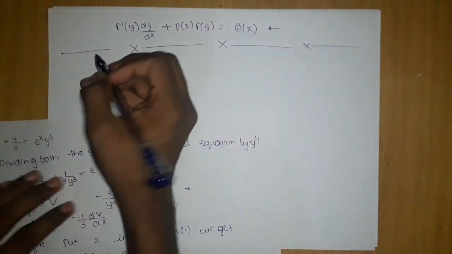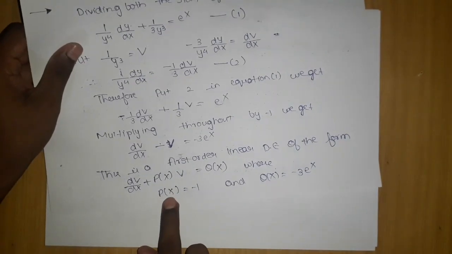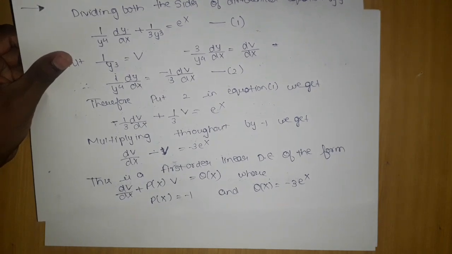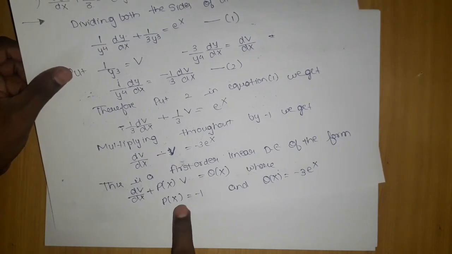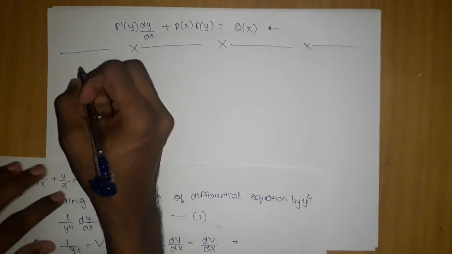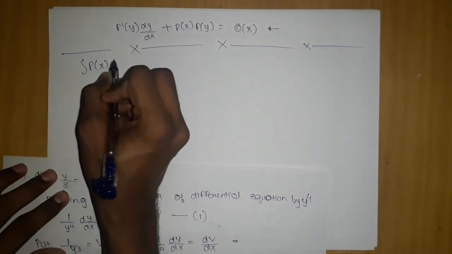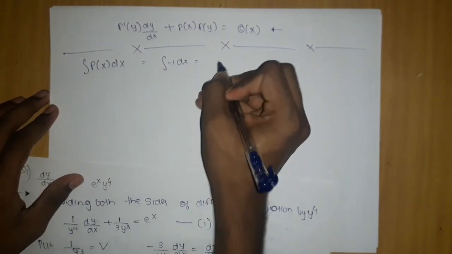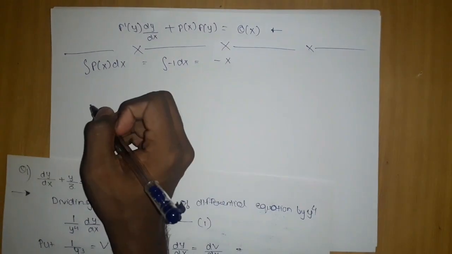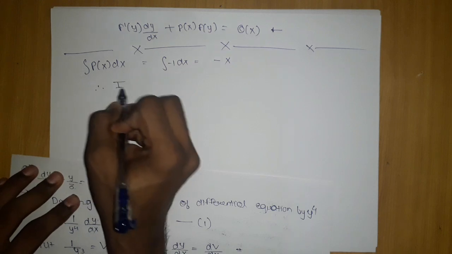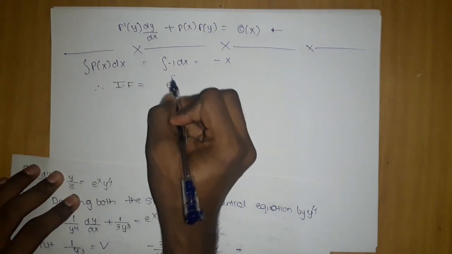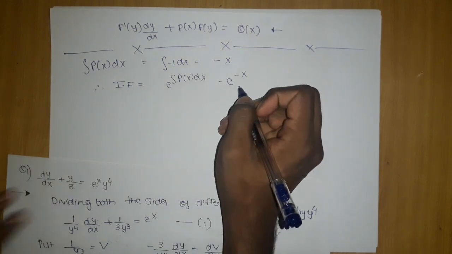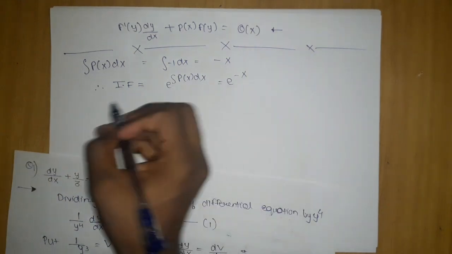Now what we have to get? We have to get integration p of x dx, because if you remember, in linear differential equation, when we used to find integrating factor, p of x dx used to play a crucial role, so we need to get that. So integral p of x dx is nothing but integral minus 1 dx, which is minus x. So we got our p of x dx. Now therefore integrating factor is nothing but e to the power integral p of x dx, which is e to the power minus x.